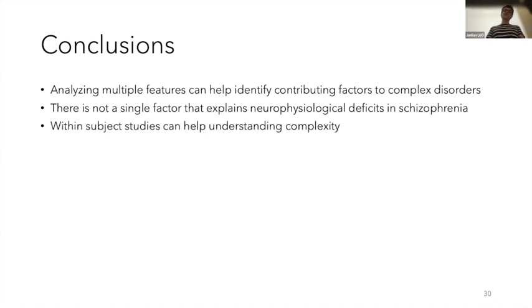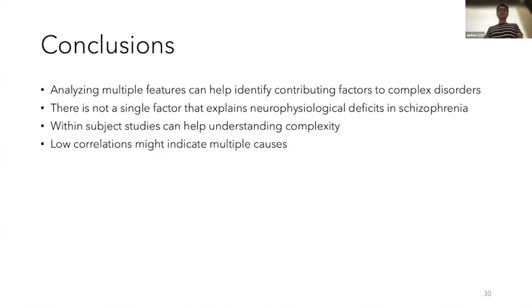So within-subject studies can help in understanding complexity. Again, I showed that normative modeling could be one way, but this requires a lot of data. There might be other strategies that you could use, like carefully obtaining different measures for the same subjects, seeing how stable they are, or how they relate to each other. So, smaller samples, but with better data quality, for example.